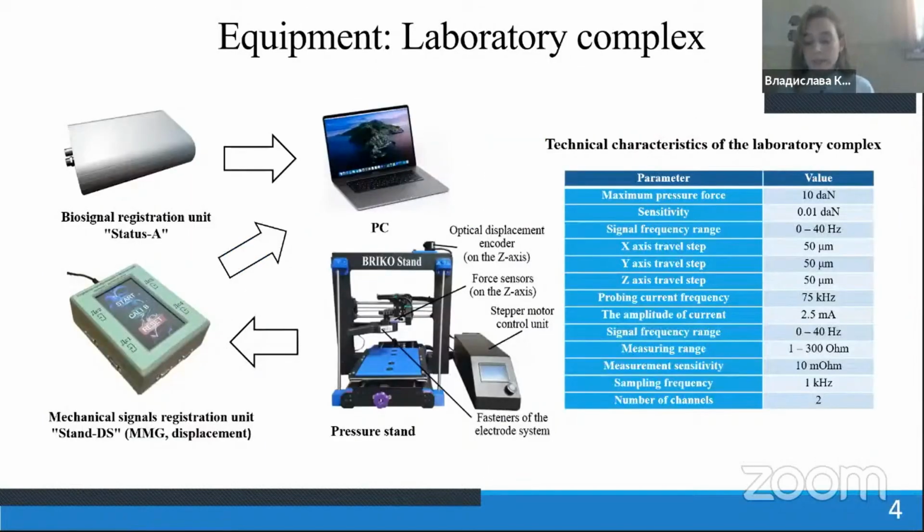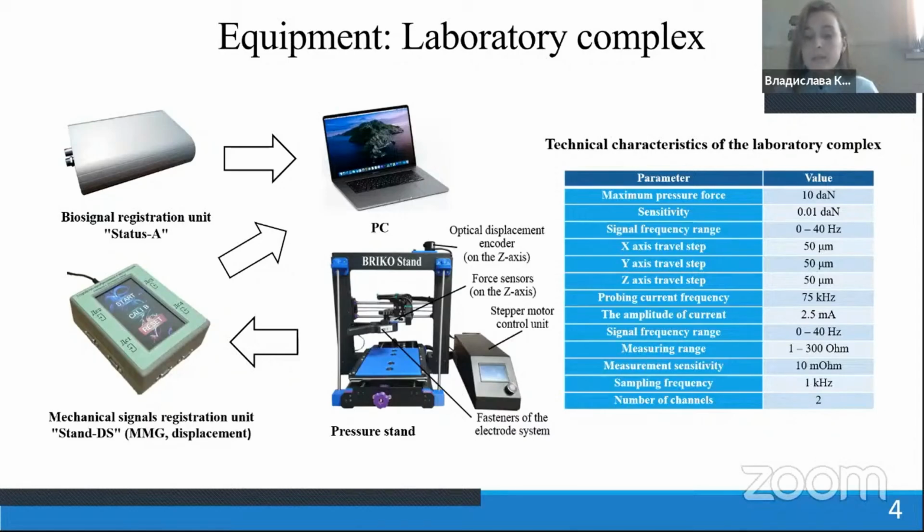To control the displacement and pressure force of the electrode assembly to the skin surface and register electrical impedance myography, a laboratory test stand was assembled. The laboratory complex included a pressure stand, a multichannel device for bioelectrical measurements, and a mechanical signal conversion device.